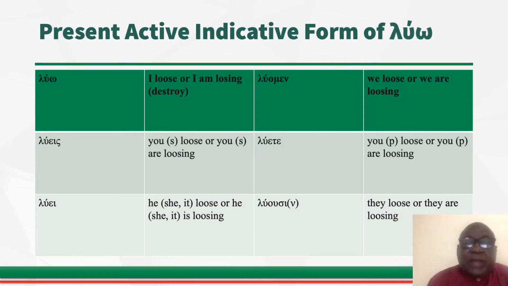Now, in this table, we are bringing to your memory the present active indicative form of luo. Remember that luo is your first person singular, I loose, and the plural is luomen, we loose. Then the second person singular is lueis, you loose, and the plural luete, you loose. The third person is luei, that's he, she, or it looses. And then the third person plural is luousi or luousin. That nu is in brackets because sometimes it may not appear like that.